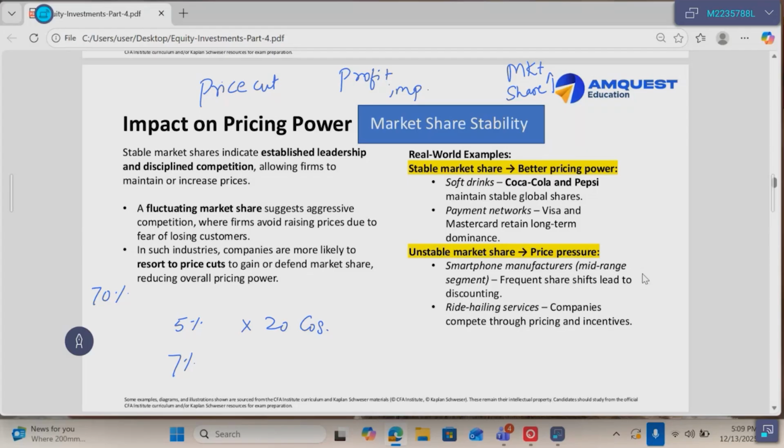Unstable market share: smartphone manufacturers, especially Oppo, Vivo, OnePlus, etc. Their market shares tend to fluctuate. And then there are some businesses like Nokia, BlackBerry, etc., and they have completely gone out of the business. Companies compete through pricing and incentives, because whatever feature Oppo is giving, Vivo will also give, OnePlus will also give, and it is easily copied. So the brand advantage, the moat, the competitive advantage is easily eroded away because technology is easy to replicate.